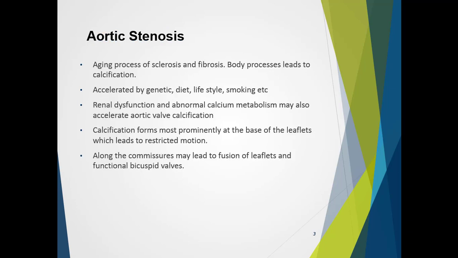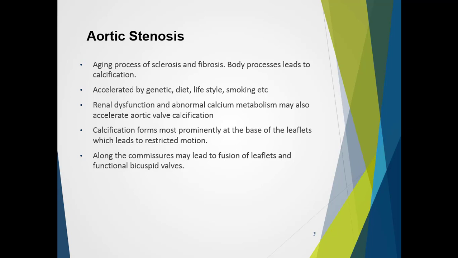As part of aging, there's a typical process of sclerosis and fibrosis observed with the aortic valve. This continual process of scarring over a period of time leads the body to develop calcification at these points. Typically, it's a feature seen in ages above 60 years. However, the calcification process is accelerated by genetic predisposition, diet, lifestyle, and smoking. Renal dysfunction and abnormal calcium metabolism may also accelerate the aortic valve calcification process.